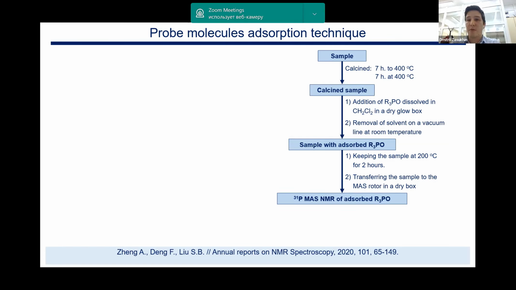After that, the sample was activated in a muffle furnace at a temperature of 200 degrees for 2 hours to complete diffusion of probe molecules inside the crystals. Finally, the ampoule with the sample was opened in a dry glove box. The sample was transferred into a standard 4 mm MAS NMR rotor and the spectra were recorded.